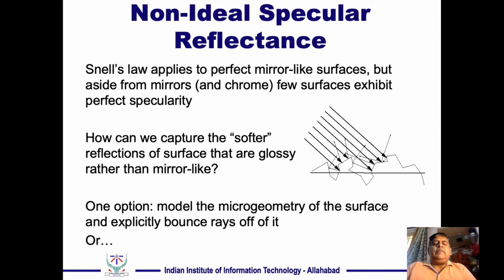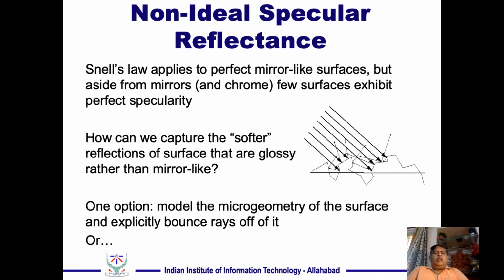Now the reflected beam is no more just in the direction of the reflectance of an ideal mirror, but the maximum is in that direction, but it occupies a softer radiation around it. So how can we capture the soft reflections of the surface that are glossy rather than mirror-like?